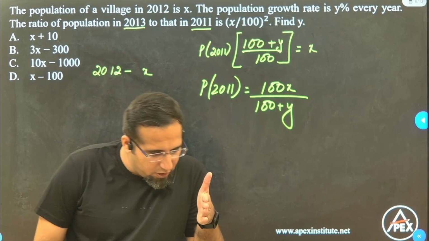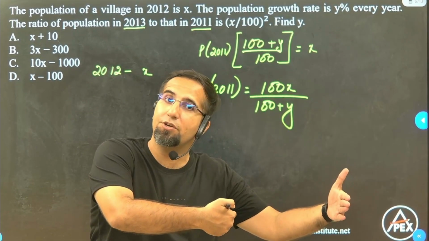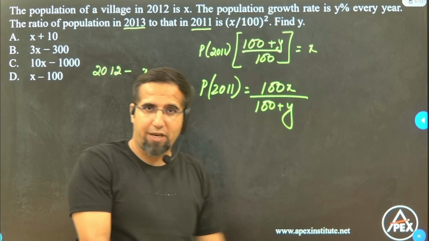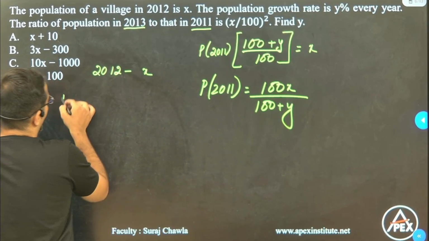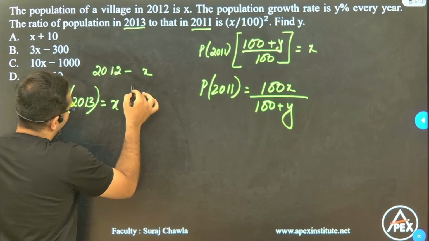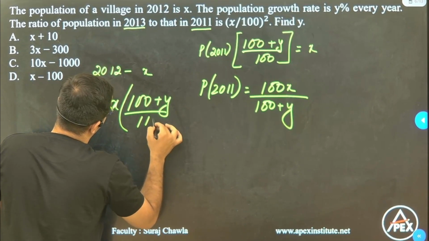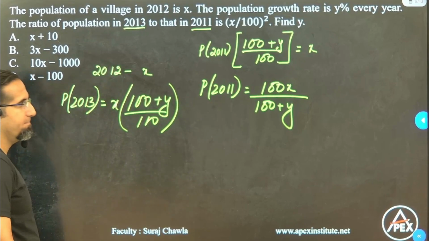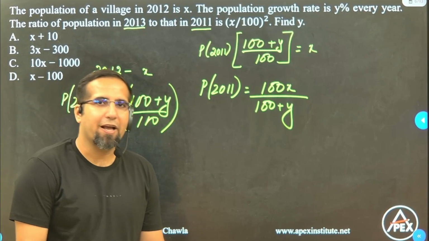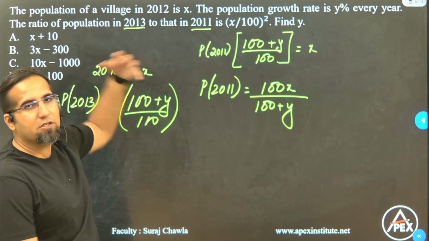अब जो 2012 का पॉपुलेशन था उस पे y% इंक्रीज करेंगे तो 2013 का पॉपुलेशन मिलेगा, राइट? So population of 2013 will be nothing but x into (100 plus y) divided by 100. क्लियर गाइस? अब हमको बताया गया कि इन दोनों का रेशियो जो है वो x is to 100 होल स्क्वायर है.